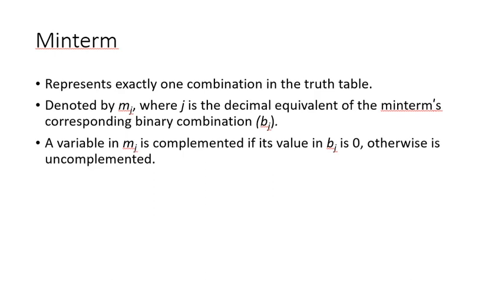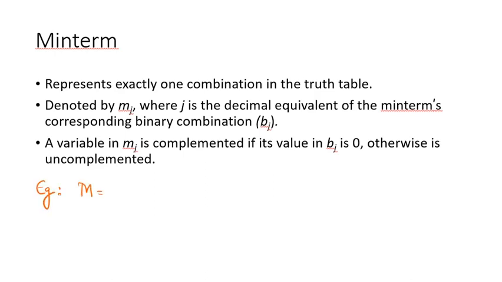First is the minterm. A minterm is a product term which is denoted by the lowercase m with a subscript j, where j is the decimal equivalent of the minterm corresponding to the binary value. If the binary value is 0, then the variable is a complement. If the binary value is 1, then it is an uncomplemented term.